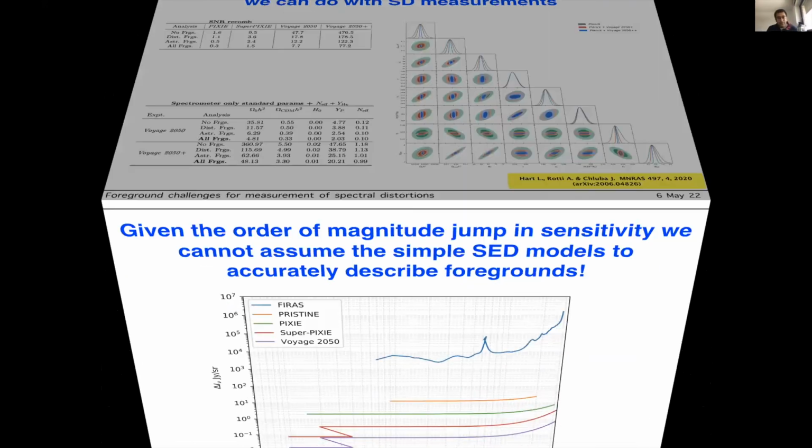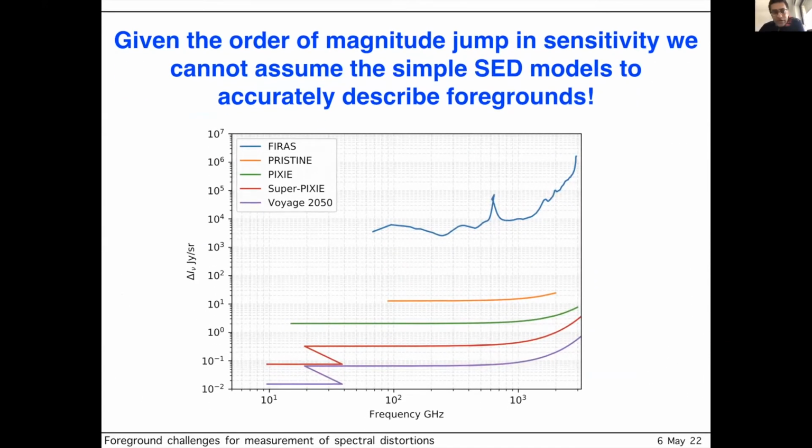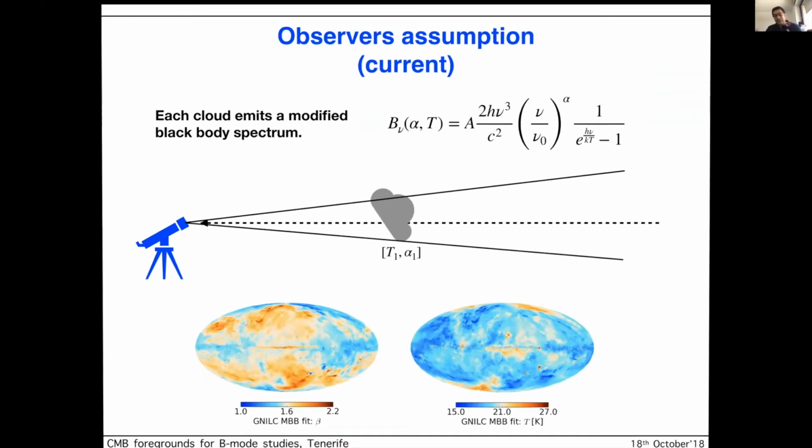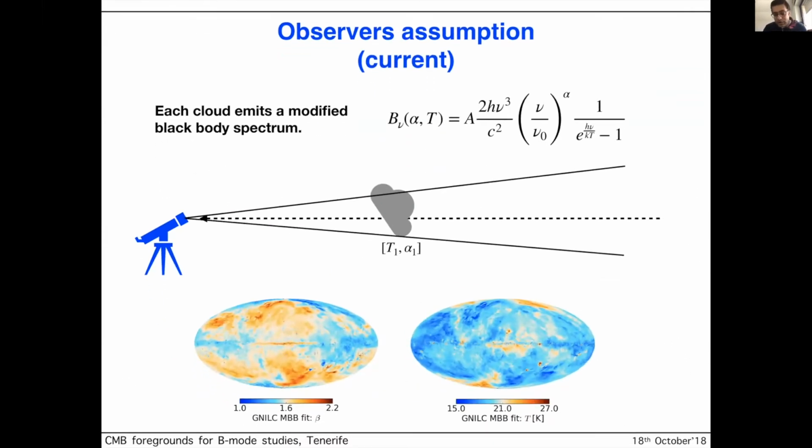So, but like I already argued before, given the orders of magnitude jump that one is doing in sensitivity, one cannot assume the simple SED models to accurately describe foregrounds. Okay, so then what does one do? What one does, let me walk you through the argument for the moment modeling of foregrounds now. So I'm going to take a modified black body as an example, but in general, this could be generalized to any other SED form.